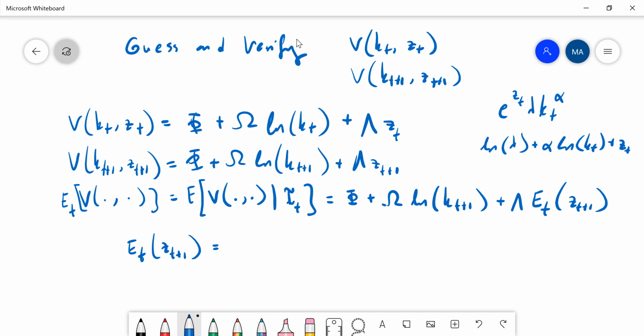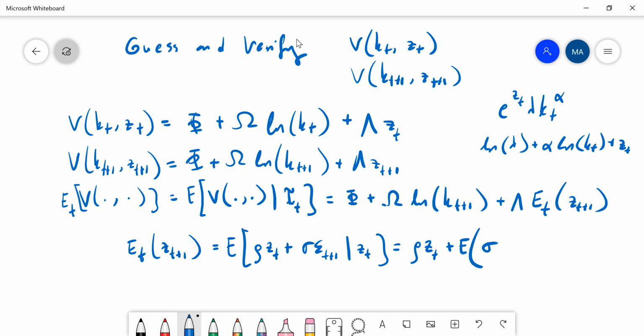E_t z_{t+1} is the expectation of rho z_t plus sigma epsilon_{t+1} conditional on z_t. So you have rho z_t plus the expected value of that, and this is equal to rho z_t, right? Because the expectation of epsilon_{t+1} is equal to 0, right? So if you do this, it works.